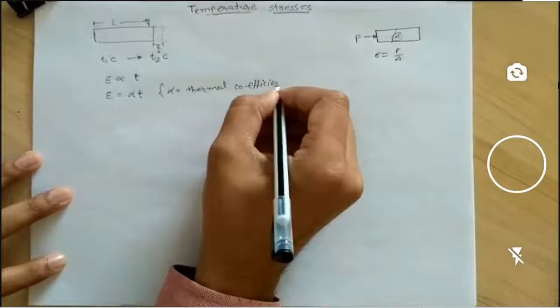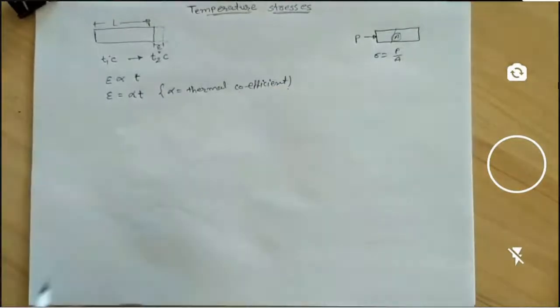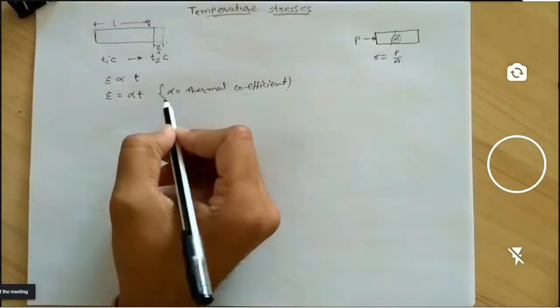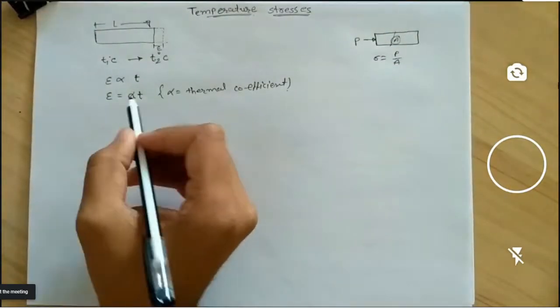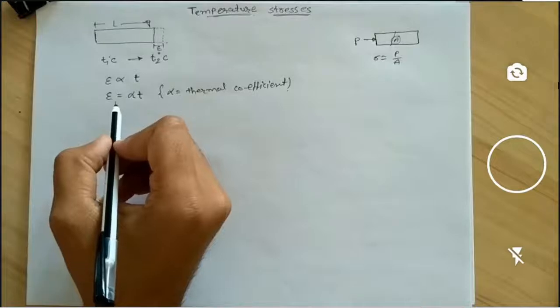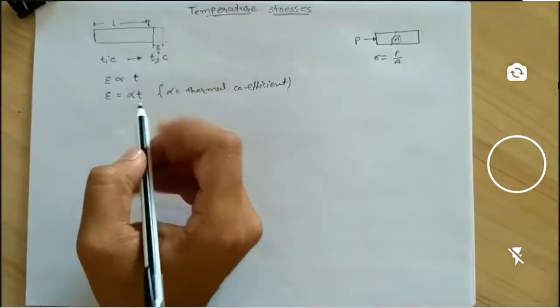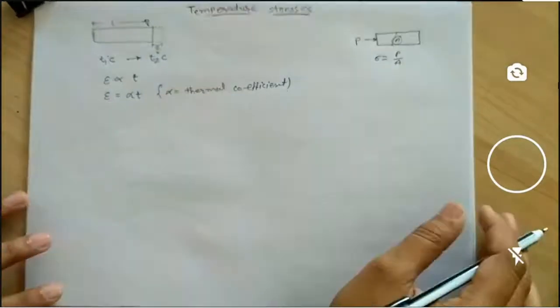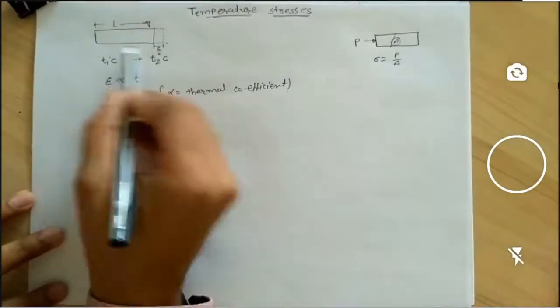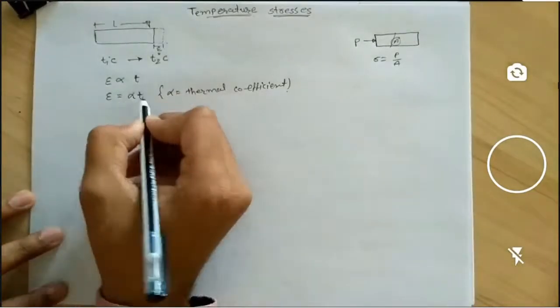Thermal coefficient. For different materials, the alpha value is different, and according to the thermal coefficient, they have different strain for different temperature. So if you want to calculate the strain in any material, it is given by alpha T.